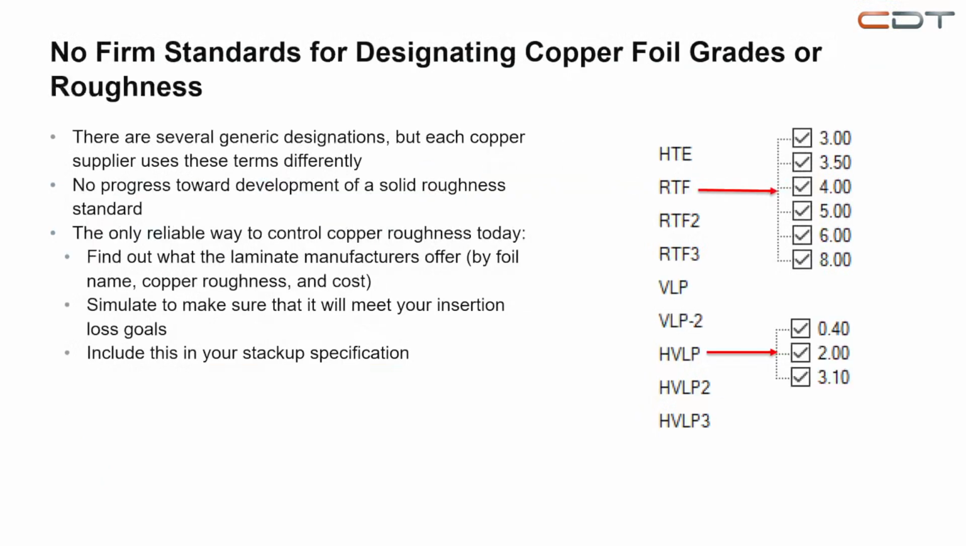So, every material that you use will have some designation, HTA, RTF, and so on. The problem is there are no firm standards for designating copper foil grades or roughnesses. There are several generic designations, but each copper supplier uses these terms differently. There is no progress at this moment toward a solid roughness standard. The only reliable way to control copper roughness today is to find out what the laminate manufacturers offer based on foil name, copper roughness and cost, simulate it to make sure it will meet your insertion loss goals, and include this in your stackup specifications.